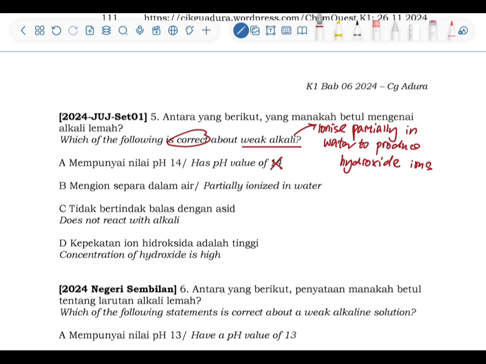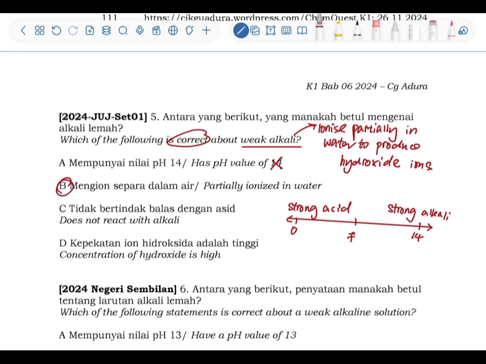No. For information, this is the pH scale. And then we have the 7 as our intermediate. So when we go to the right, it means that it is a strong alkali. If we go to the left, which is until 0, this is a strong acid. Okay, B. Ionized partially in water. Yes, this is the correct statement.